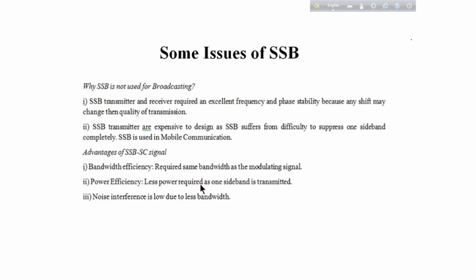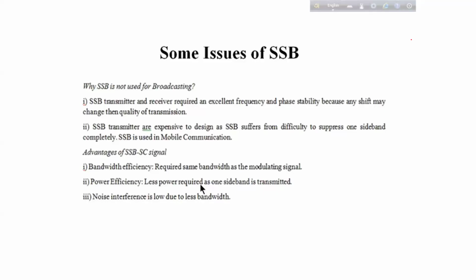So the issues of SSB. The SSB transmitter and receiver require excellent frequency and phase stability, because any shift may change the quality of transmission. So in single sideband, the receiver should be of excellent quality, it should have excellent stability. So this is one problem. Then the SSB transmitters are expensive to design, as SSB suffers from difficulty to suppress one sideband completely. SSB is used in mobile communication.